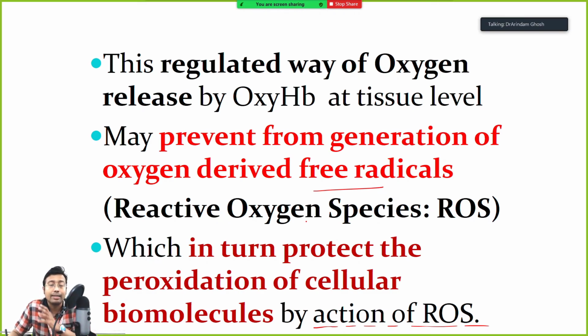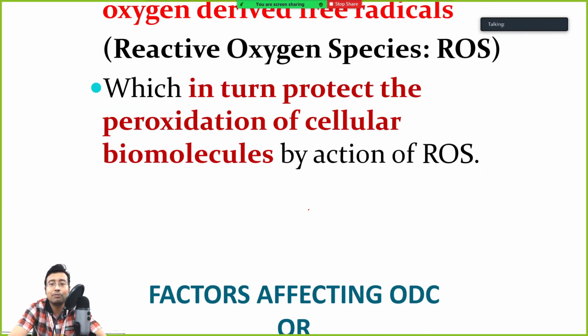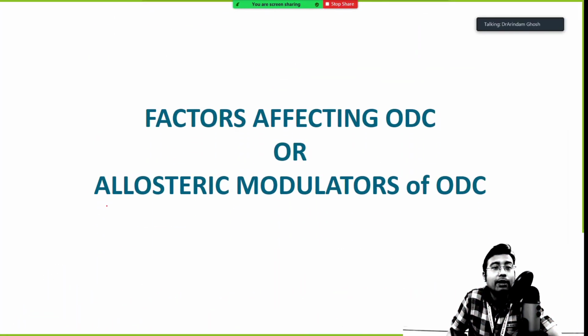So this is dangerous, but moreover, even if oxyhemoglobin does not release excess oxygen, cells always have protective antioxidants. That is provitamin A, vitamin E, vitamin C; there are multiple antioxidants that are always present. Even if oxygen delivery is more, prevention of free radicals will be there. Okay, so it prevents. So now the next part of the discussion will be factors that are affecting the oxygen dissociation curve, or allosteric modulators of the oxygen dissociation curve.